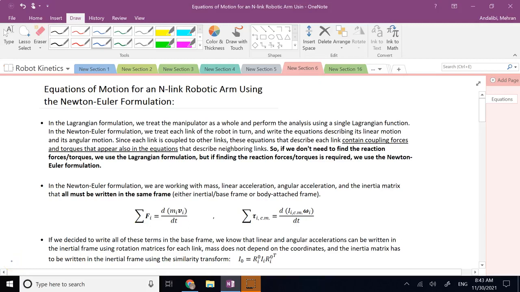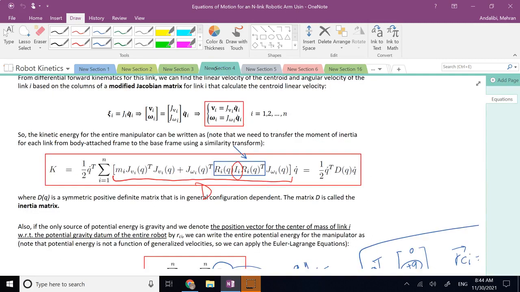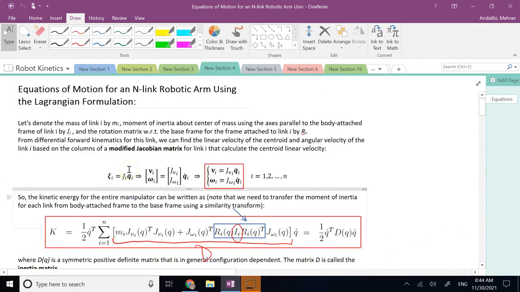Hello everyone. In one of our previous videos, we derived the equations of motion for an N-link robot using the Lagrangian formulation. And if you remember, the main advantage of the Lagrangian formulation is you can avoid the reaction forces at the pins and other locations. Those reaction forces, the net work done by them is zero.